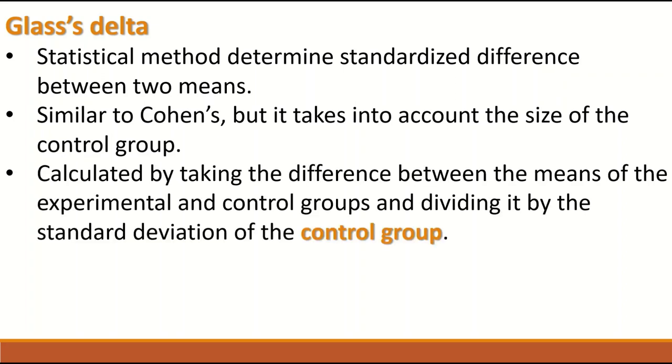So it is calculated by taking, again as in Cohen's d and Hedges' g, the difference between the means of the experimental and the control group, and dividing that by the standard deviation of only the control group. So there is a variation between the effect size estimates based on Hedges' g, Cohen's d, and Glass's delta.